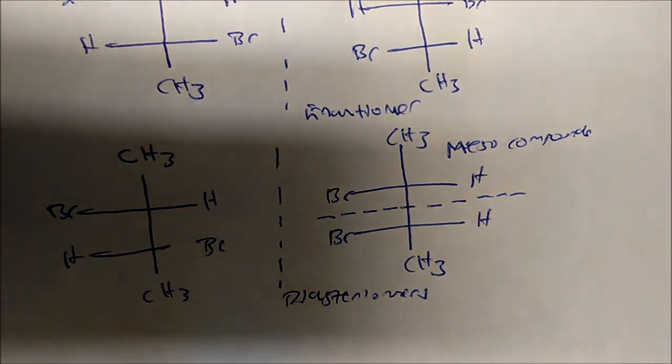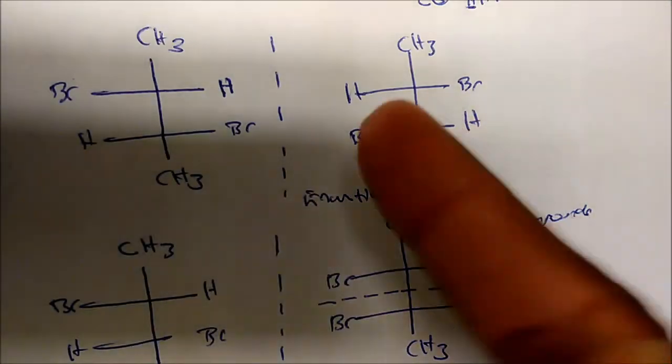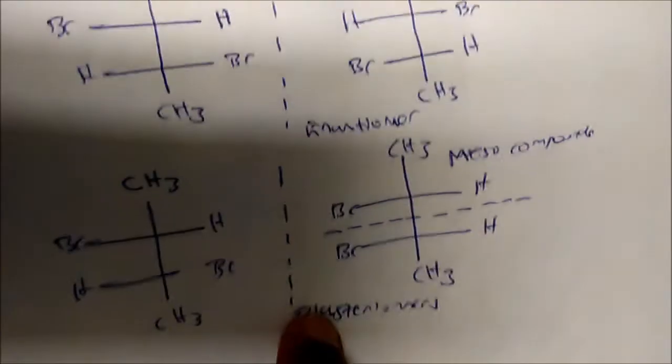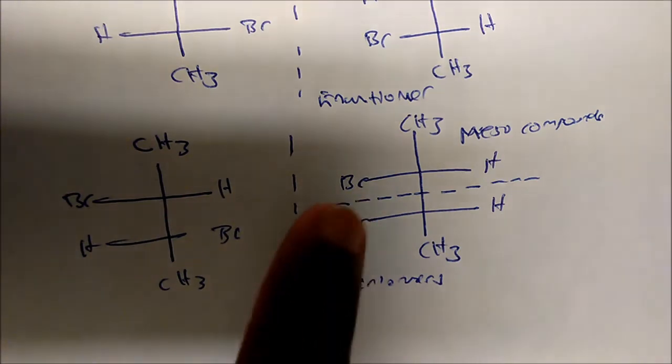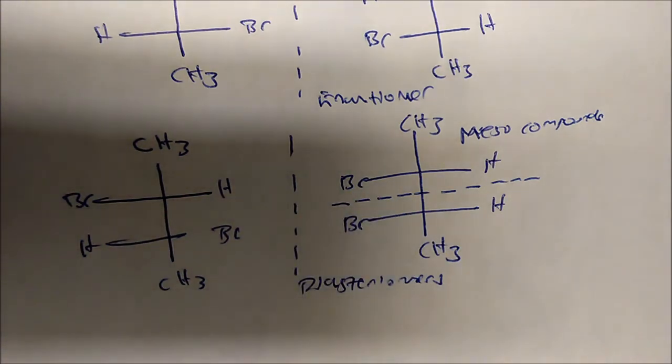But in terms of what these two molecules are, these are diastereomers. And notice the difference. With enantiomers, we're switching both chiral centers. With diastereomers, we keep one the same and the other changes. Okay, now let's look at another one.